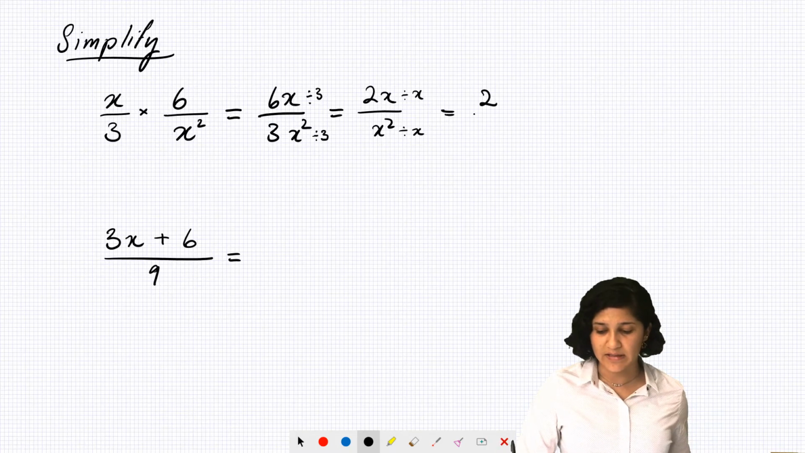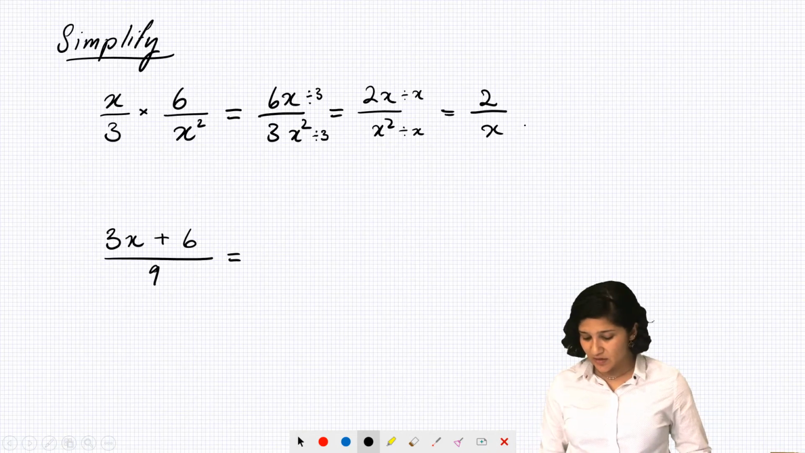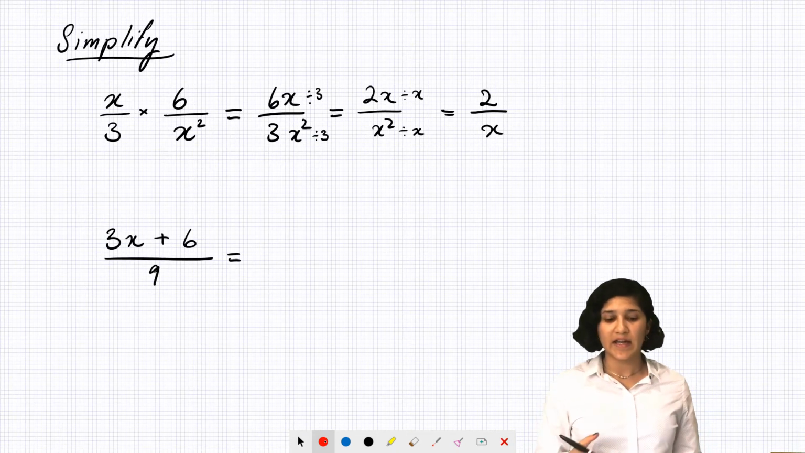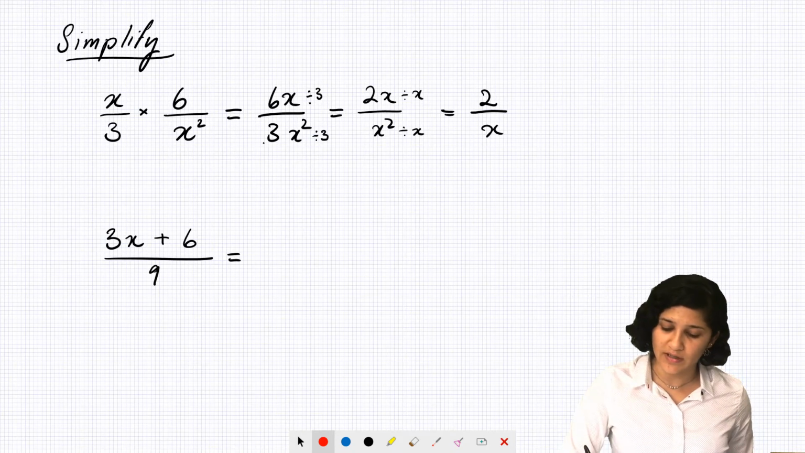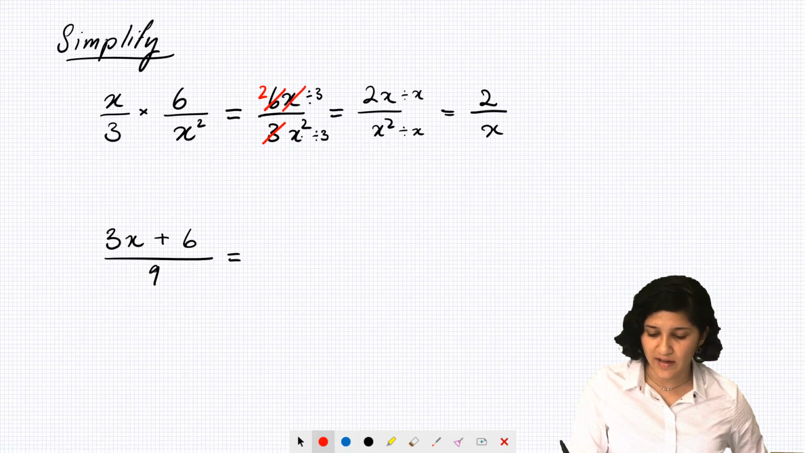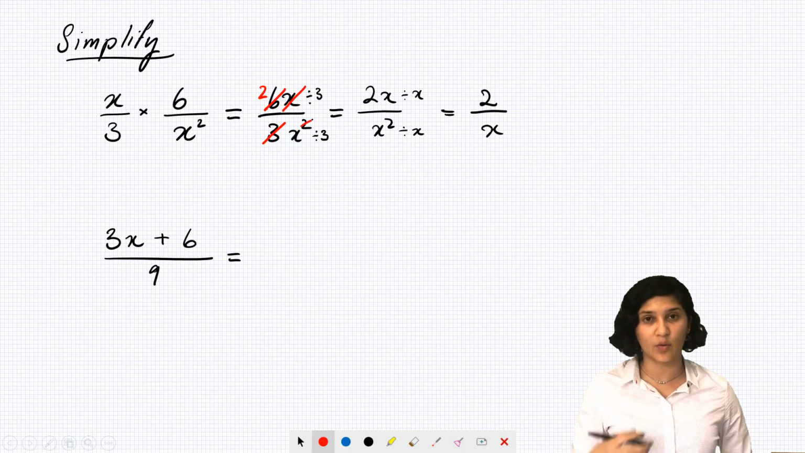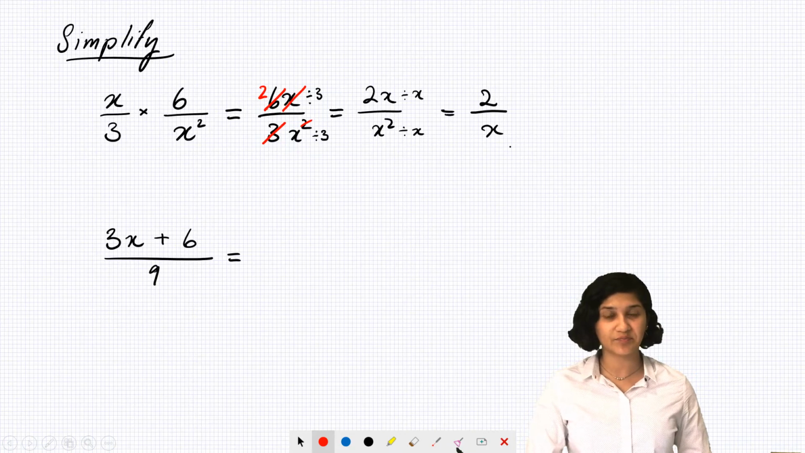And so that makes it 2 over x. All right? So the simpler way to do that is to see that there's a 3 common to both. So I can just cross both of these out and say that that's a 2 instead. And then with the x's, there's x in both, so that cancels out with the squared, with one of the x's on the bottom. So I'm just left with 2 over x.